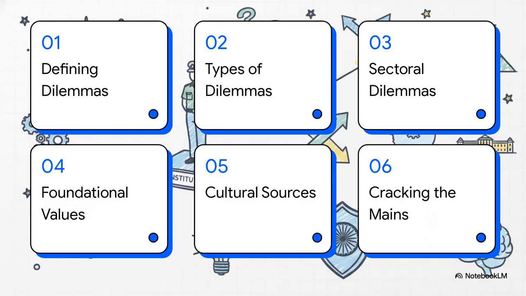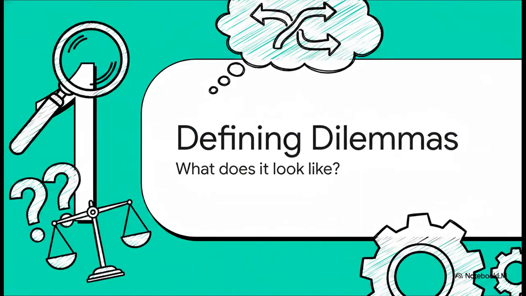Let's dive in. We've got a highly structured roadmap for you today. We'll be defining the ethical dilemma, looking at the different types, and exploring sectoral dilemmas. Then we'll cover foundational values, their cultural sources, including SARC, and finally, wrap up with strategies for cracking the UPSC mains. All right, part 1, defining the ethical dilemma.